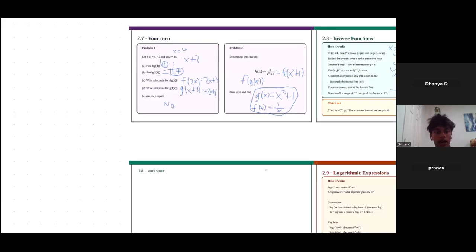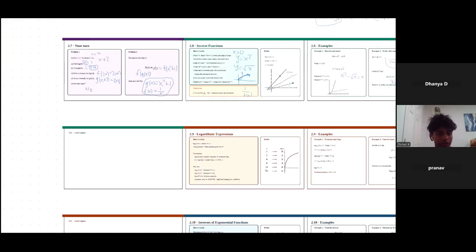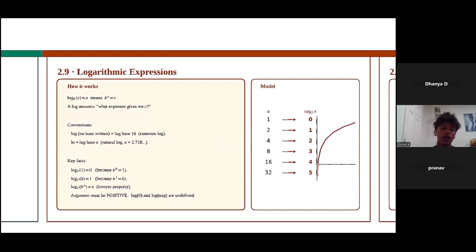All right. Now we're going to look at log expressions. Logs are basically answering what exponent gives me c. So for example, here it says b to the n equals c. Now to find n, we do log base b of c. So log base 10.